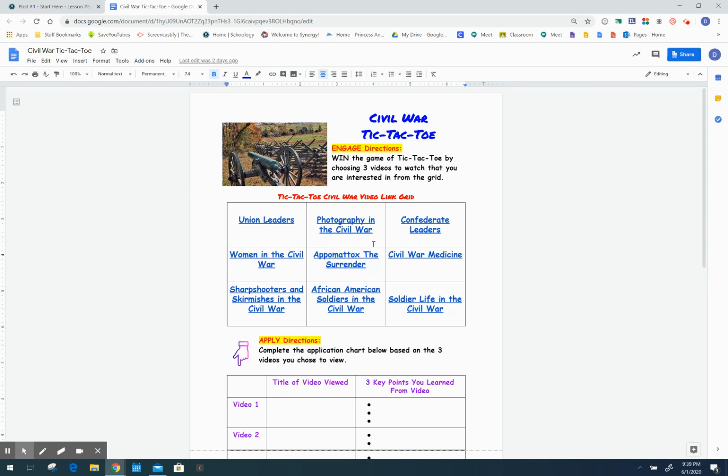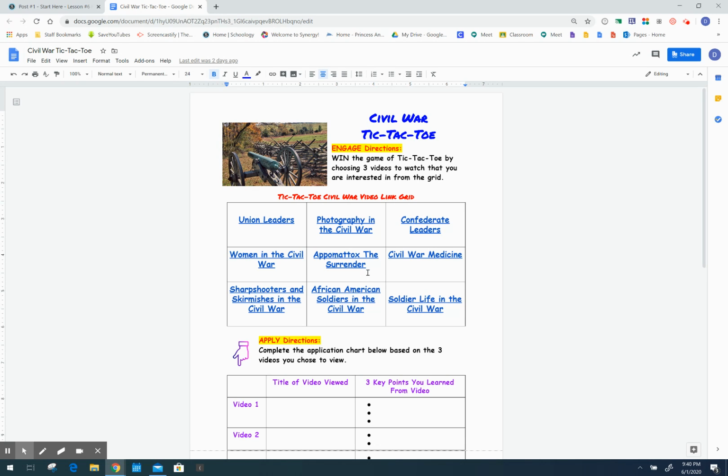Photography in the Civil War. The Civil War is the first war where we actually had photography. So that one's kind of interesting. We look at women in the Civil War and the important role that they played. The Civil War medicine. Believe it or not, there was a lot learned in the Civil War related to medicine, and this goes into some of that area.